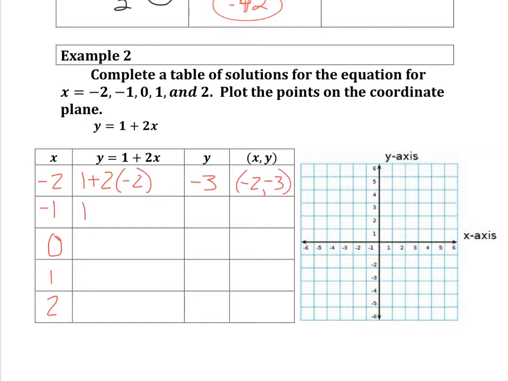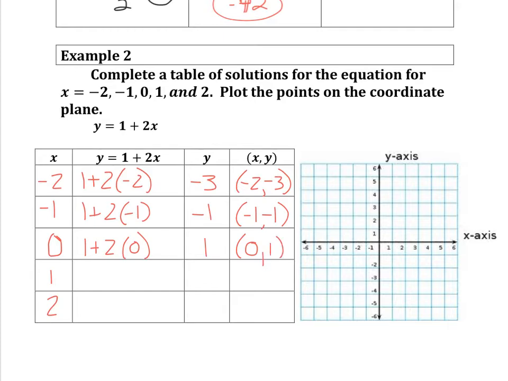Then I'm going to substitute in negative 1. 2 times a negative 1. Multiplication, 2 times a negative 1 is negative 2, plus 1, it'd be negative 1. So I have negative 1, comma, negative 1. Now 0, I told you it's going to be fun to put in here. 2 times 0, anything times 0 is 0. 0 plus 1 is 1. My ordered pair is 0, 1.